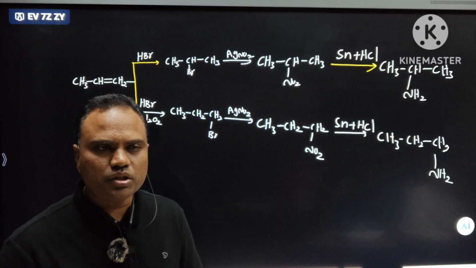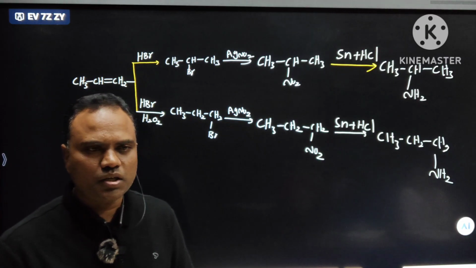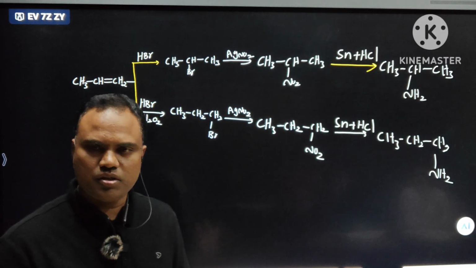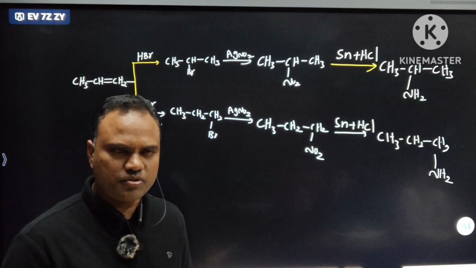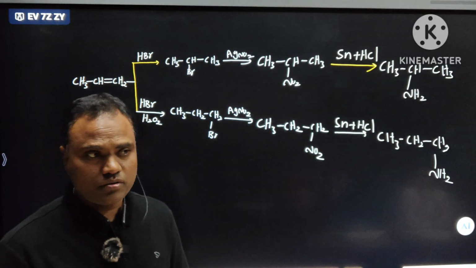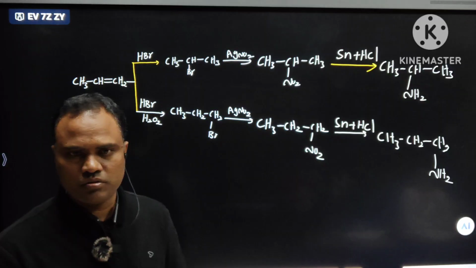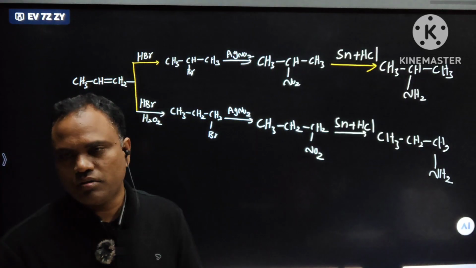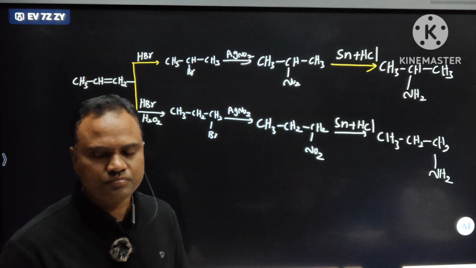NO2 will be converted to NH2 by Sn/HCl (Sn is tin), Zn/HCl, Fe/HCl, and H2 with nickel or H2 with palladium.